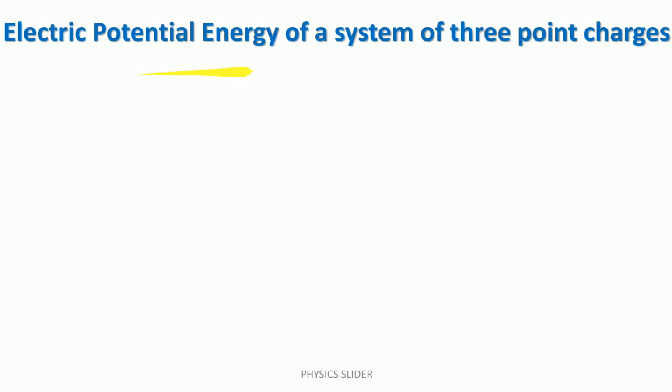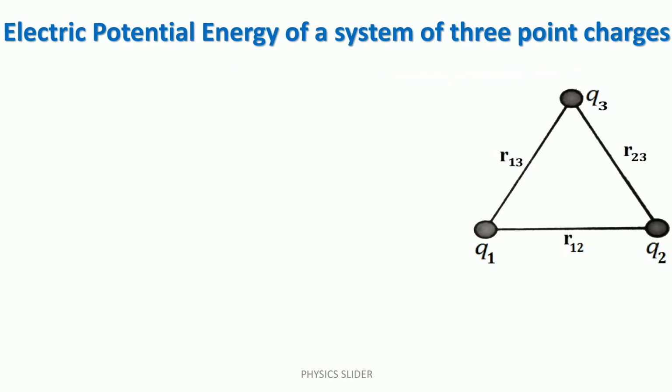Now we will move to the electric potential energy of a system of 3-point charges. Let us consider a system of 3-point charges q1, q2 and q3, which are separated by the distances r12, r23, r13 respectively. Now, what will be the electric potential energy for this system of charges?